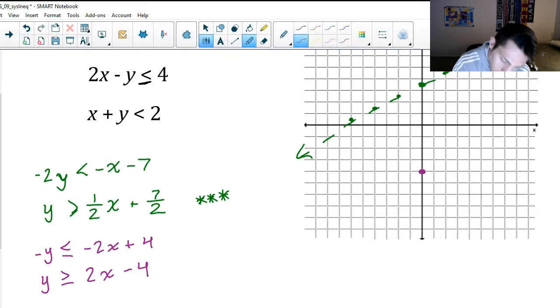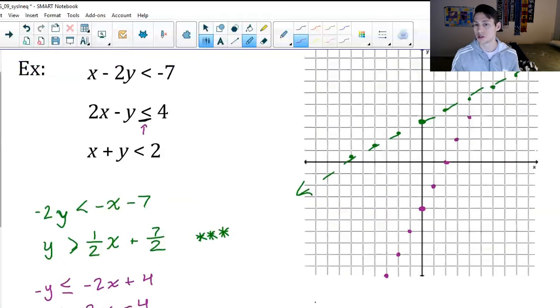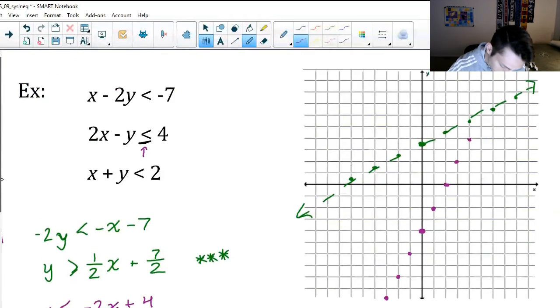Y-intercept of -4, up 2 over 1, up 2 over 1, up 2 over 1, or down 2 left 1, down 2 left 1, down 2 left 1. Okay, since for this one I changed it so that it was or equal to, this should be a solid line. It should not be a dashed line. It should just be a regular good old line.